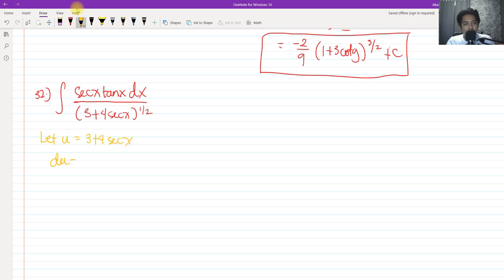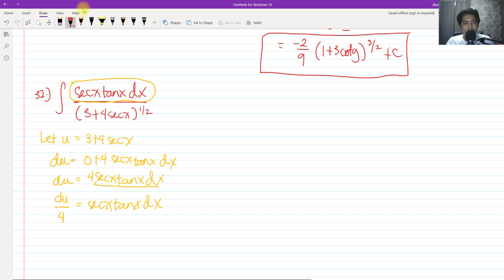So if we get the derivative of u with respect to x, that would be 0 plus 4 times the derivative of secant of x, which is secant of x tangent of x dx. So we have du equals 4 secant of x tangent of x dx. And on the numerator, I have secant of x tangent of x dx, which means I'm going to isolate secant of x tangent of x dx here and divide this by 4. So we have du all over 4 equals secant of x tangent of x dx.